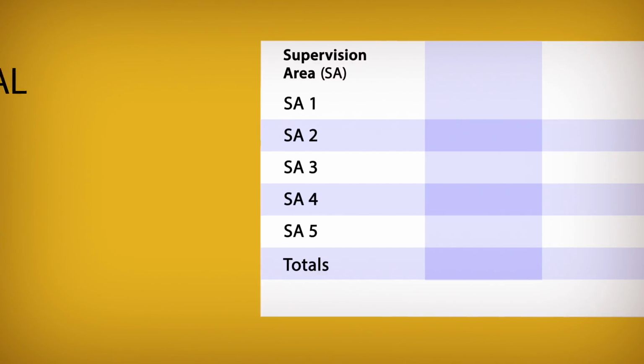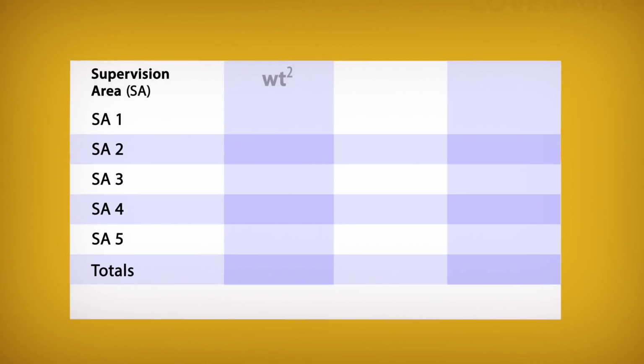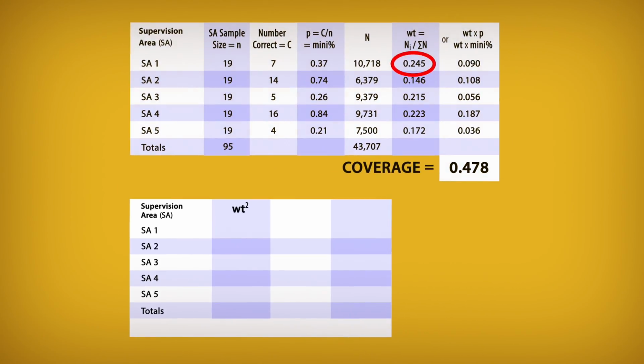So in this table, we again list the different supervision areas in our district. Then we take the weight figure for each supervision area, which we calculated in the previous table, and square it, or multiply it by itself. We record that in this column.